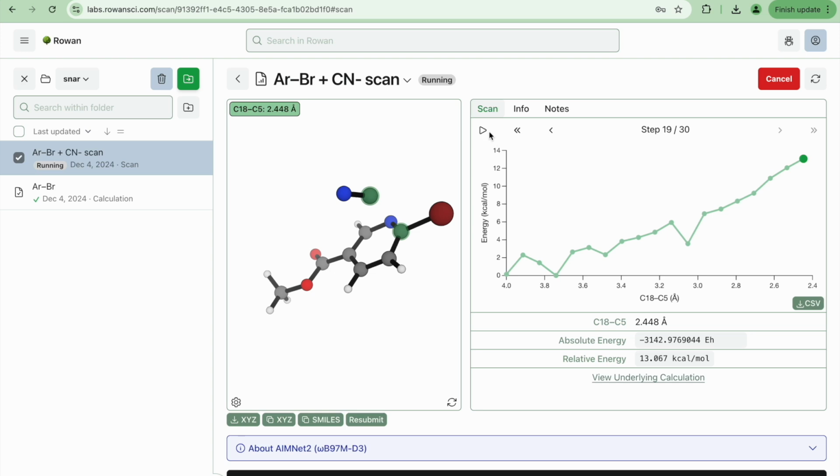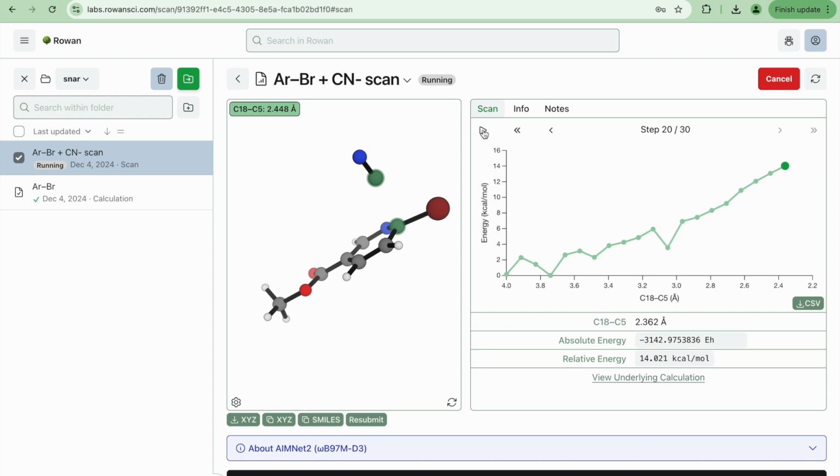And if we now hit this play button here and look back through all the steps that have happened, we can see that down here, when the cyanide is pretty far away, we're just bouncing around over the ring, trying to find a stable, I guess, anion-pi place to be, but there's not much happening. But now we're starting to really rise in energy as we actually start reacting. And this is the classical potential energy surface that we expect from a physical organic chemistry class.